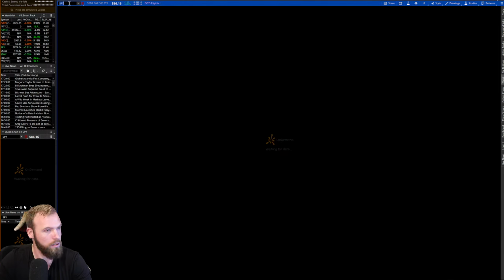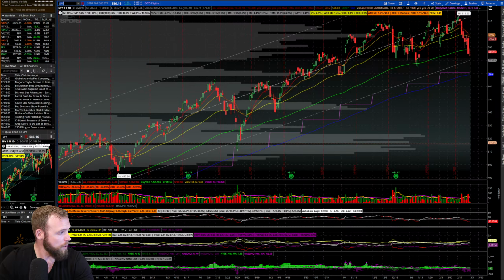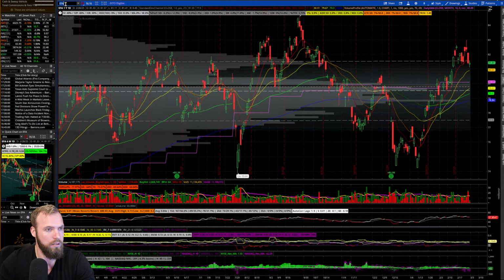SPY is still above its 10-month SMA. Trailing 12-month return is 15.6. EFA is above its 10-month. Trailing 12-month performance is 5.